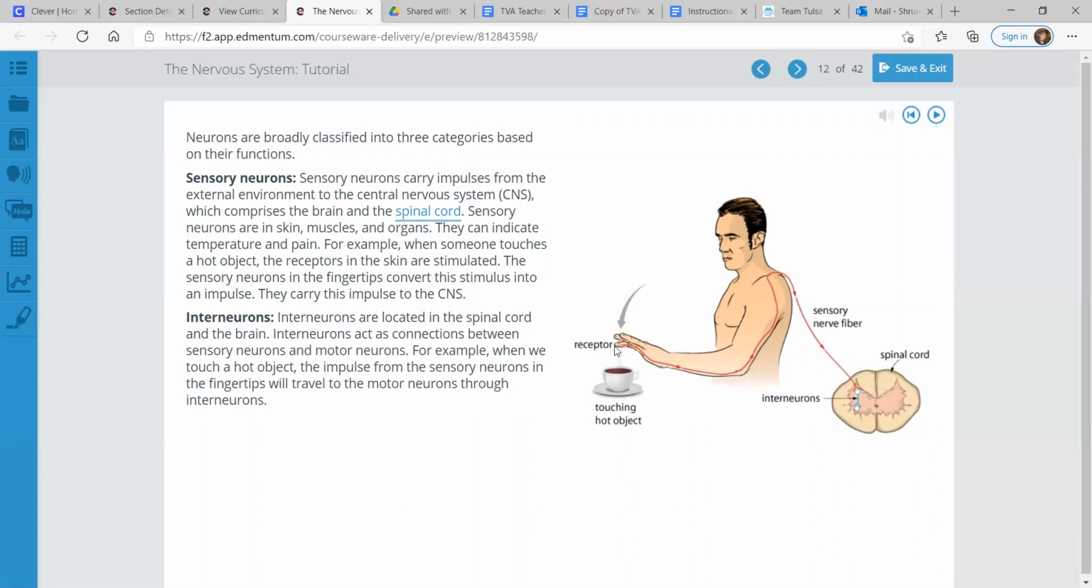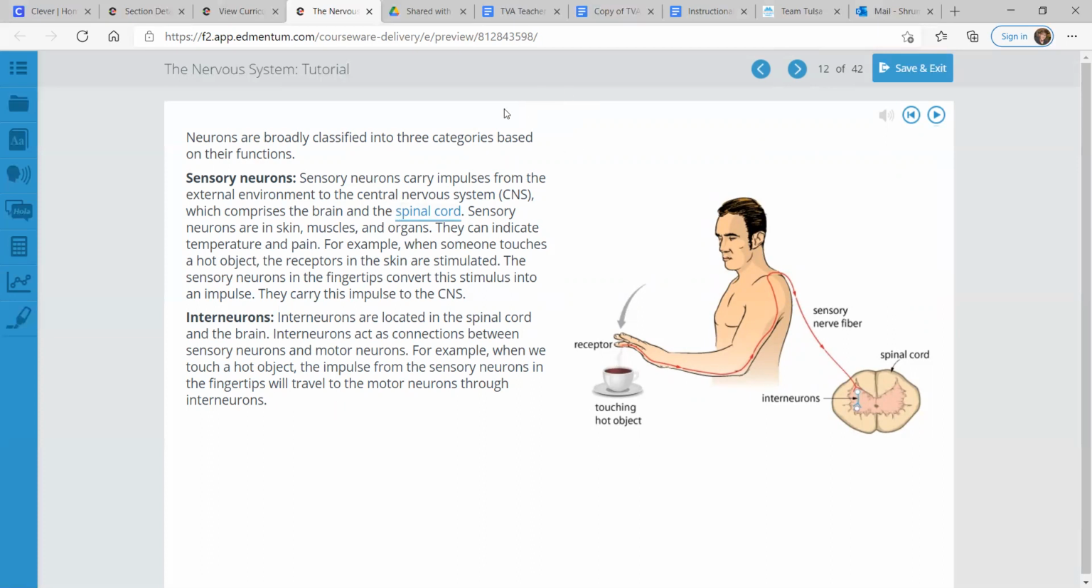Here's a hot object, receptor, sensory nerve fiber, interneurons, and the spinal cord. Interneurons are located in the spinal cord themselves and the brain. They act as connections between sensory neurons and motor neurons. For example, when we touch a hot object, the impulse from the sensory neurons in the fingertips will travel to the motor neurons through the interneurons.